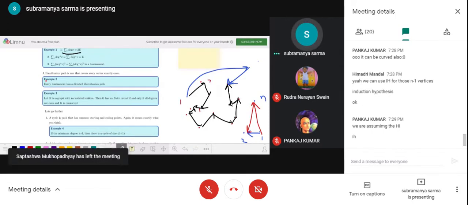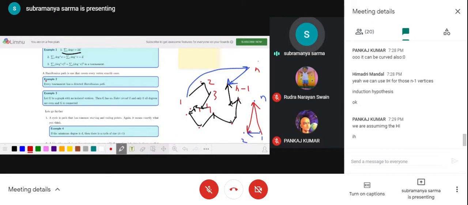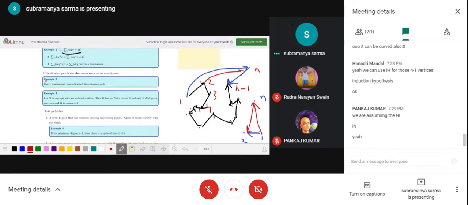let's call these the vertices 1, 2, 3, 4, and so on till n minus 1, and call this n. Since there is an edge that goes from 1 to n, if there is an edge that goes from n to 2, we can simply insert n in between 1 and 2. So we have to assume that the edge goes from 2 to n, because otherwise we can insert it there.